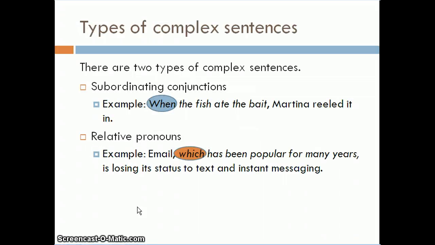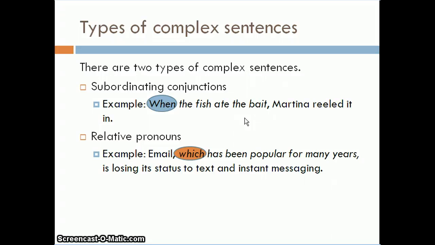There are two different types of complex sentences. There are complex sentences that include subordinating conjunctions. So here's an example. When the fish ate the bait, Martina reeled it in. When is a subordinating conjunction, and the part in italics is our dependent clause: when the fish ate the bait. So it leaves us hanging, wanting more information because of that subordinating conjunction, when.